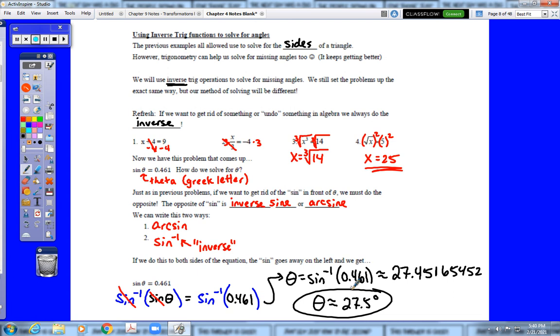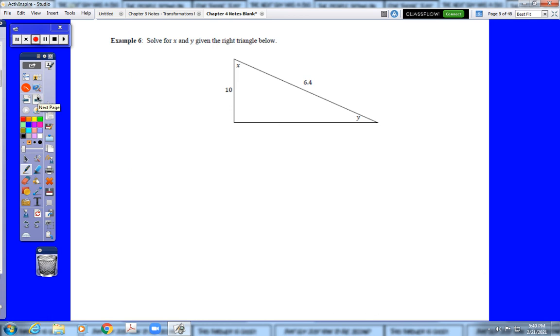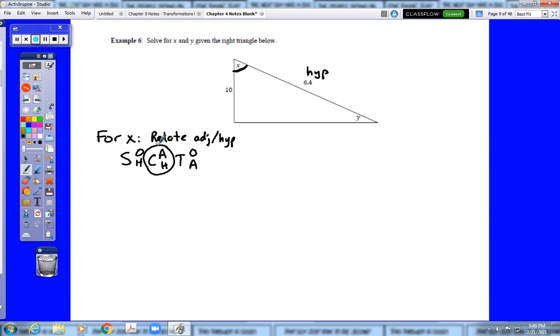So let's do some more examples of that. If we want to find angle x and angle y in this triangle, this is an example of how the setup is the same, but the solving is different. If we want to solve for x, x is one of our angles. 6.4 is the hypotenuse, but 10 for x would be the adjacent. So we would need to relate adjacent and hypotenuse. So again, the setup is not any different than when we're solving for a missing side length. We need to decide which of our three trig functions, sine, cosine, or tangent, relates adjacent to hypotenuse. That would be cosine.